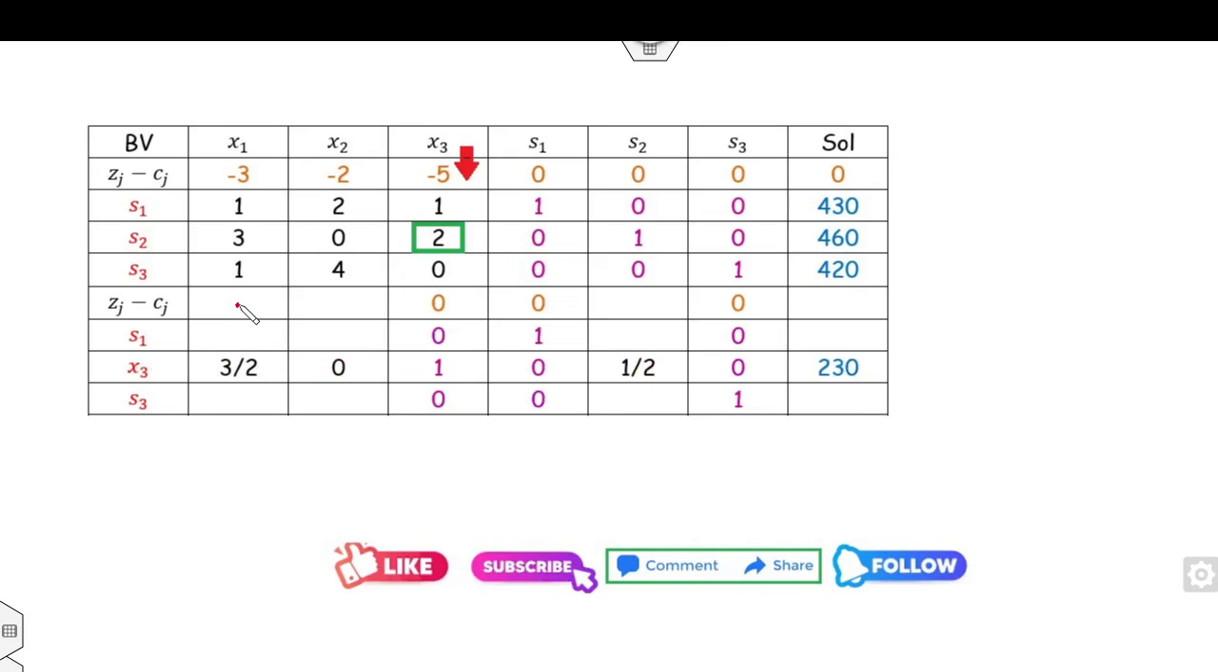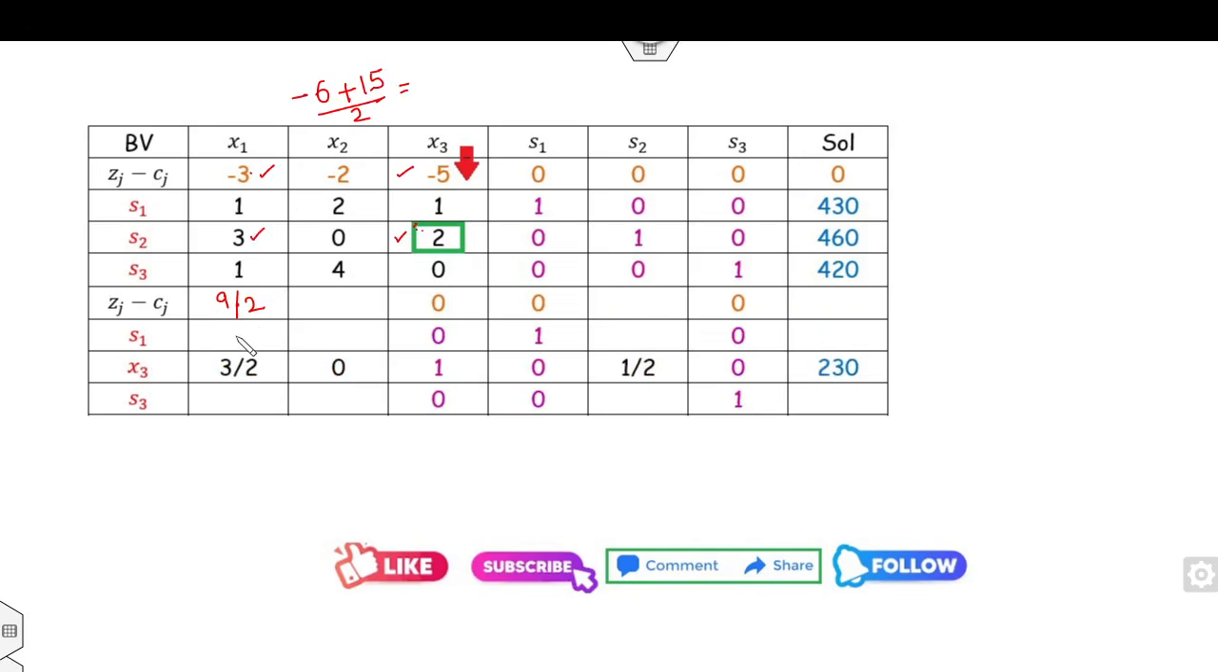For example, you want to compute this number. Previous number is my minus 3. 1 is a box element, minus 5 and 3. Start from these 2 box elements, so it's a minus 6. Change the sign, plus 15 divided by the box element. So that will be my 9 divided by 2. Fine. You can see 4.5.